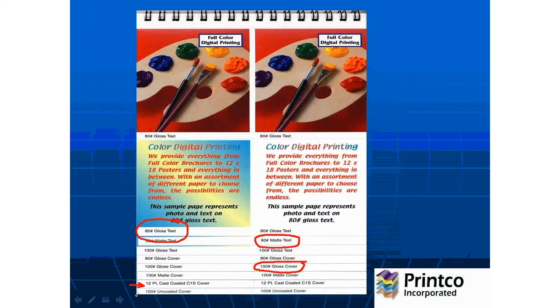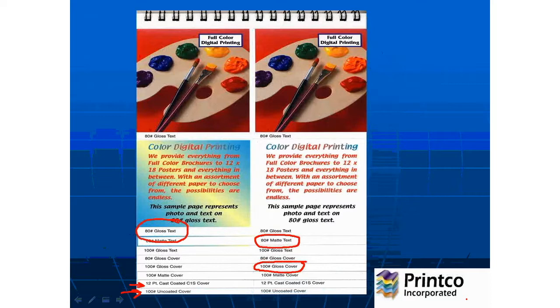Let's talk about the last two sheets in this swatch book, the 12-point C1S and the 100-pound uncoated cover. Now just so that we're clear on terms, C1S stands for coated one side, and that means that one side is coated and the opposite side is uncoated. C2S means that both sides are coated. All of the papers in this book are suitable for our HP digital color press. Our digital color press uses liquid toners versus dry toners, which are used by most digital printers. Our liquid toners give you an offset quality look to the printing.